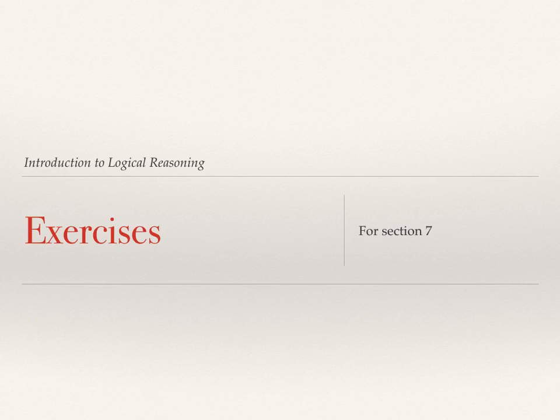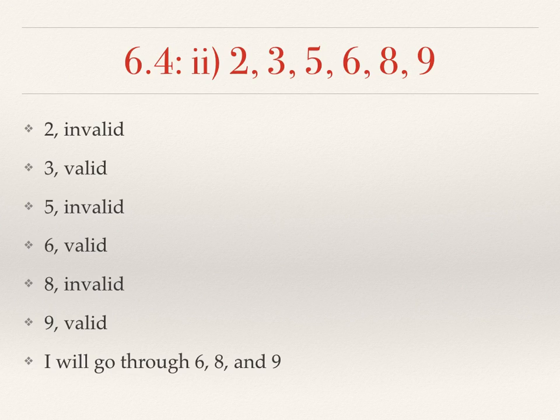Okay, now we're going to go through the exercises for section 7. The first exercises were truth tables for arguments. What you were to do in section 2 of this exercise was to determine whether the following symbolized arguments are valid or invalid by constructing a truth table for each. In most cases, it was fairly straightforward.